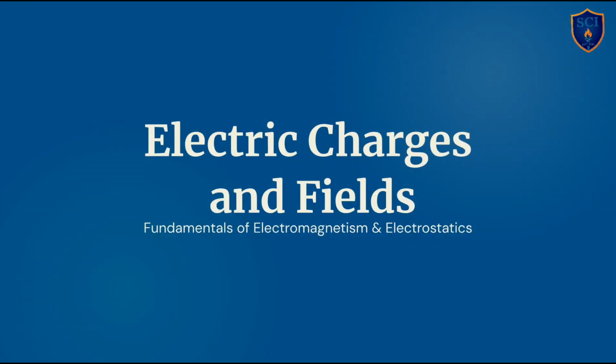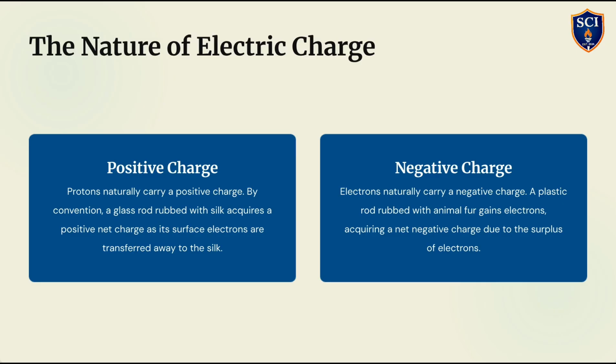This video on electric charges and fields covers the fundamentals of electromagnetism and electrostatics. Electric charges come in two types, positive and negative. Protons carry a positive charge, while electrons carry a negative charge. Rubbing materials, like glass with silk or a plastic rod with fur, demonstrates how charges can be transferred, resulting in a net positive or negative charge.